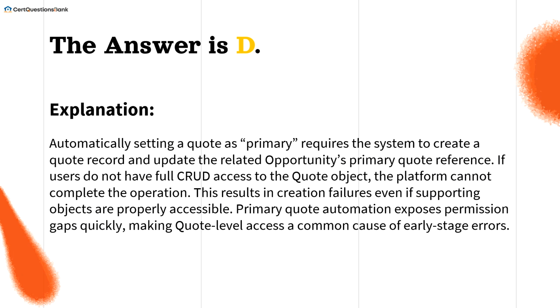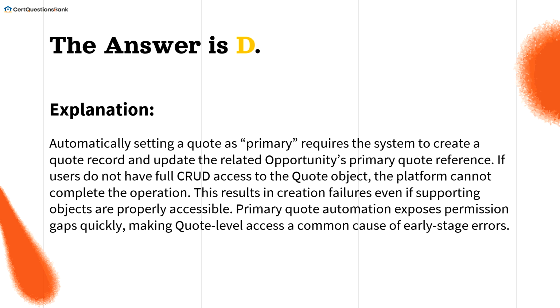The answer is D. Automatically setting a quote as primary requires the system to create a quote record and update the related opportunity's primary quote reference. If users do not have full CRUD access to the quote object, the platform cannot complete the operation.